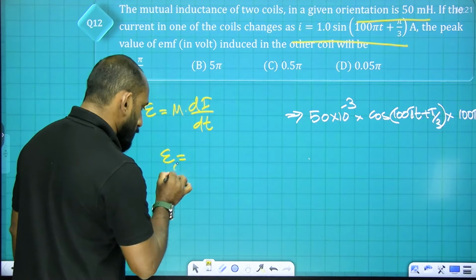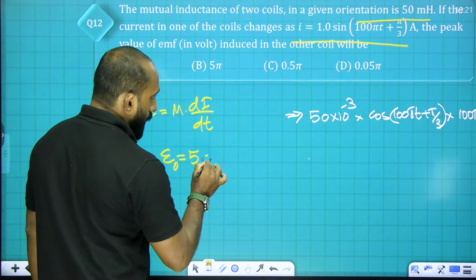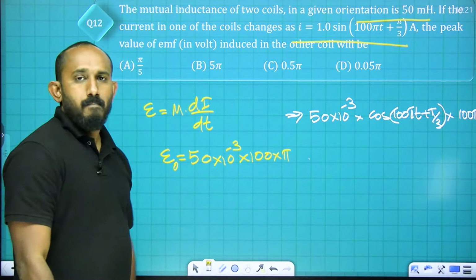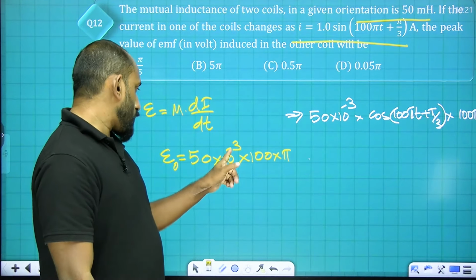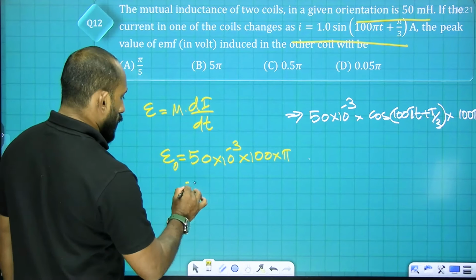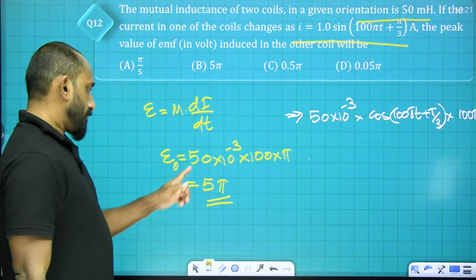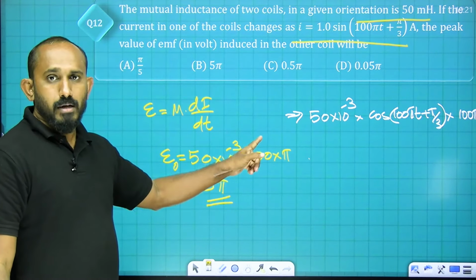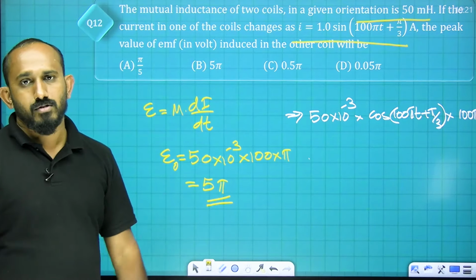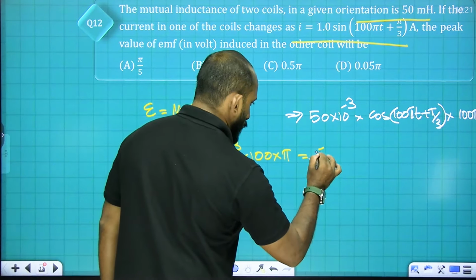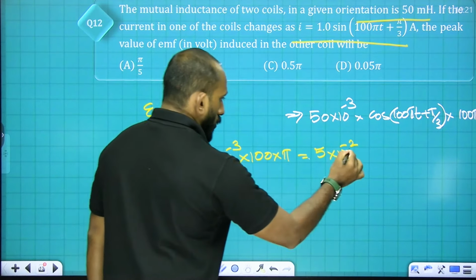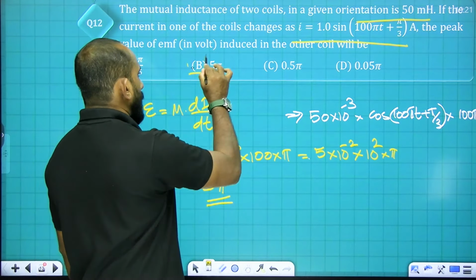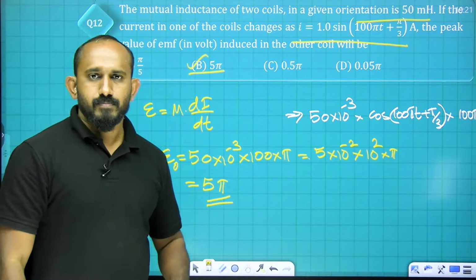So E0, the maximum value, will be equal to 50 times 10 raised to minus 3 times 100 times pi. So 100 is 10 raised to 2. Minus 1 is there. So it will be equal to 5 pi. 50 into 10 raised to minus 3 is 5 into 10 raised to minus 2, then 10 raised to 2 is there, cancel, then 5 into pi, 5 pi is there. Yes or no? It's fine. So it is 5 into 10 raised to minus 2 into 10 raised to plus 2 into pi, that is 5 pi. So option B is the correct answer here for the 12th question.